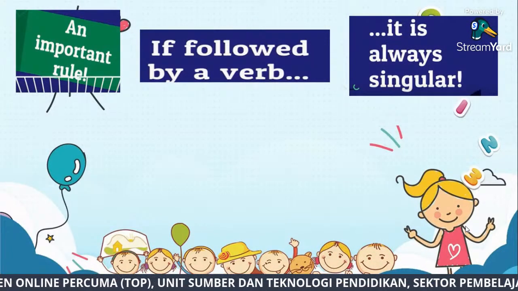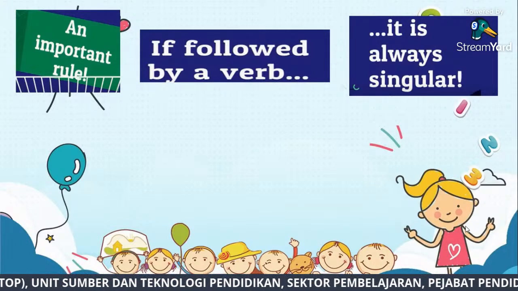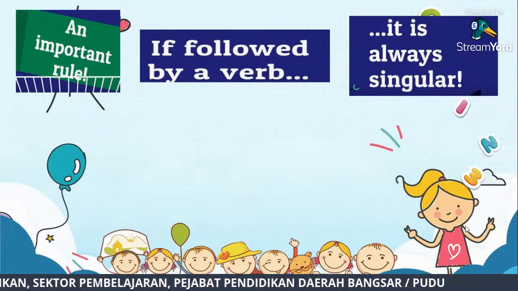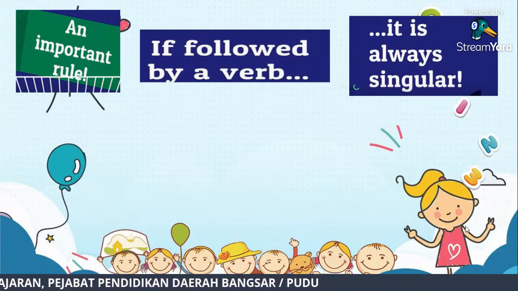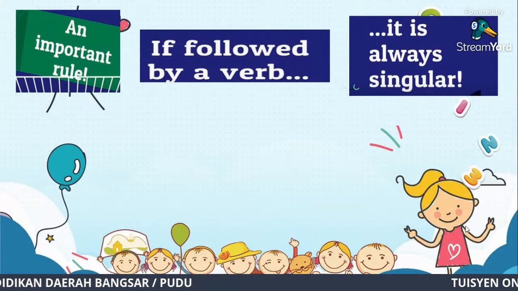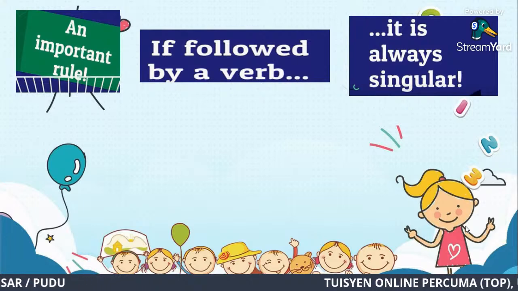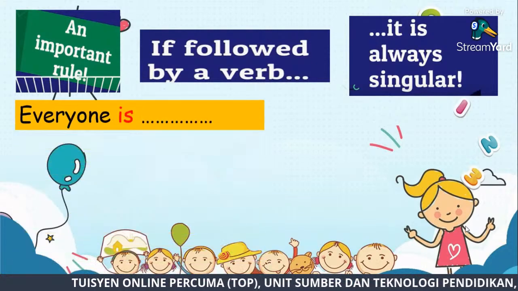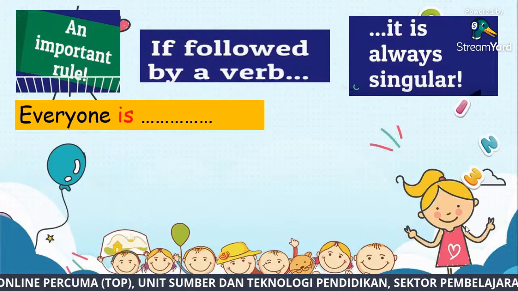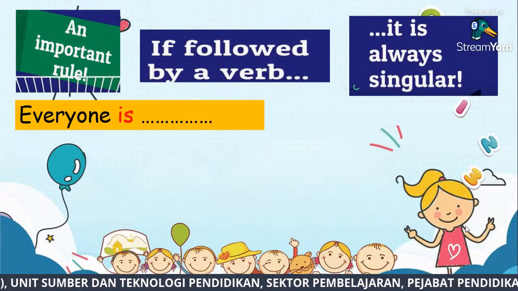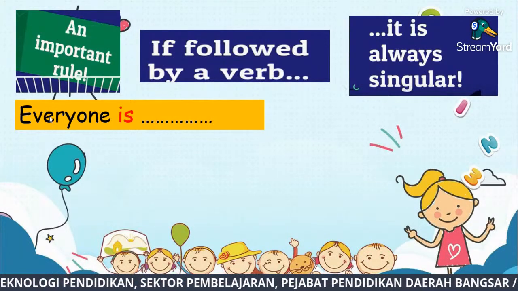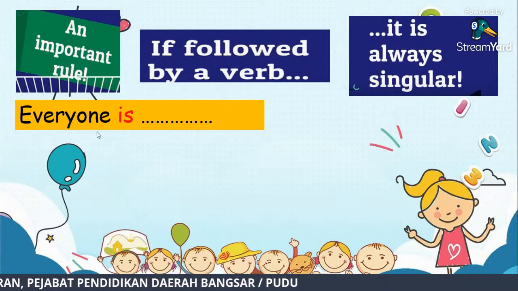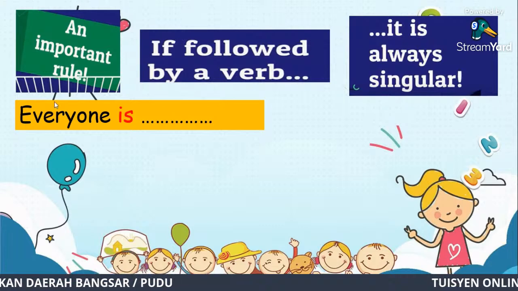Even if you are talking about a plural, for example they, a group, maybe everyone, you will still use the verb is. It is always singular, so that you have to know, and this is a very important rule. For example, everyone is. In the sentence you can see everyone is referring to plural, right? But we will still be using the verb is.